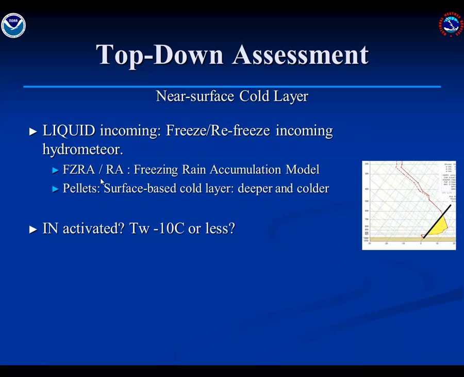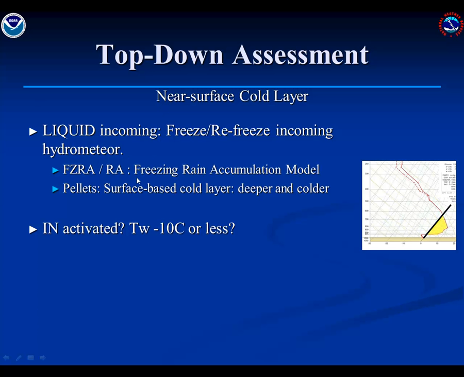Another scenario is you can have liquid incoming from above, and we've talked a little bit about that scenario. We've talked about the ice pellet scenario where the colder and deeper your surface cold layer is, the more likely you are to get ice pellets. But there's also a situation where you can have liquid incoming, and you have to check out if you can produce either freezing rain or rain, depending on what your low-level thermodynamics look like.